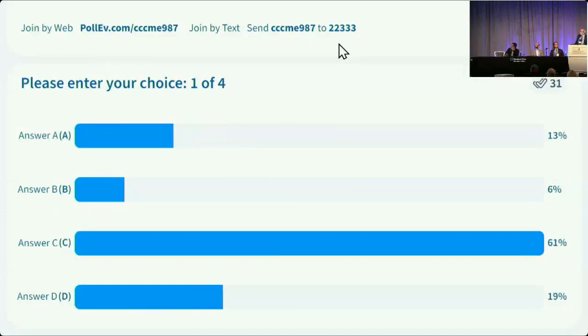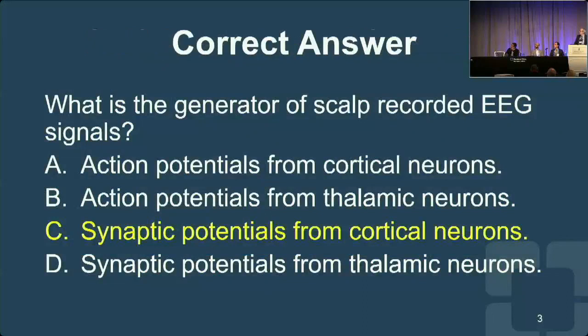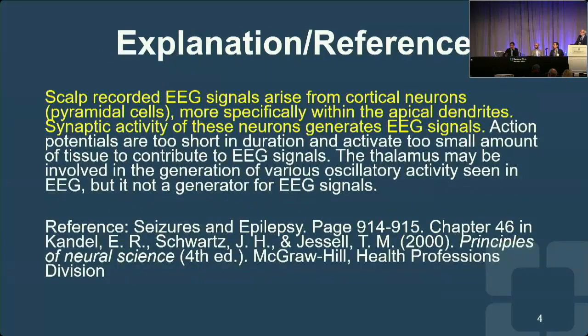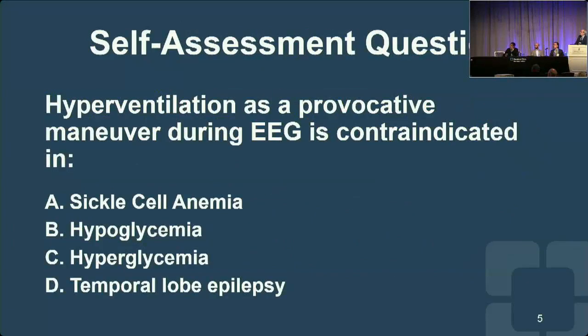And it looks like everybody's favoring answer number C, which is the correct answer. As Dr. Nair had mentioned earlier, the action potentials are too small to be seen in the scalp recording. And the synaptic potentials are longer lasting. They are involving the apical portions of the dendrites, layers 2 and 3. And so they're really perfectly organized anatomically to generate EEG signals. And he showed an example of this.